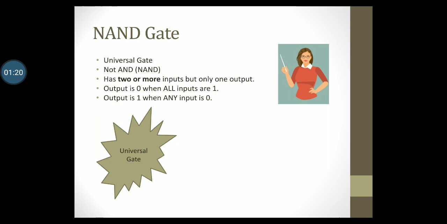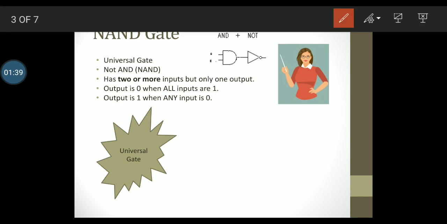Let us start with the NAND gate. It is a universal gate. NAND stands for not AND. That is how we get the name NAND. You can imagine it this way: an AND gate connected with a NOT gate. So it means that the output from the AND gate will be inverted to get the final output.